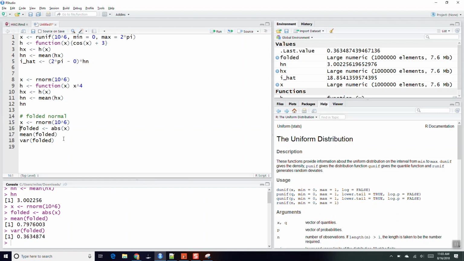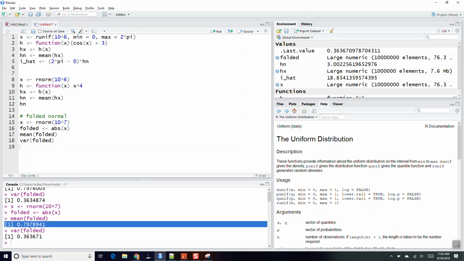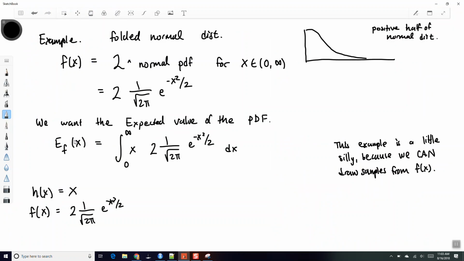Okay, maybe we're not so sure. We can say, all right, I want 10 million values. It takes a little bit longer, but it's not too hard. Okay, and we get 0.7979. Okay, I don't know. Is this a recognizable number? Is that square root of 2 over 2? I don't know. Maybe there's some significance here. But anyway, we're just getting some kind of numeric estimate here, right? So it's easy, right? This is because we can draw samples from f of x.